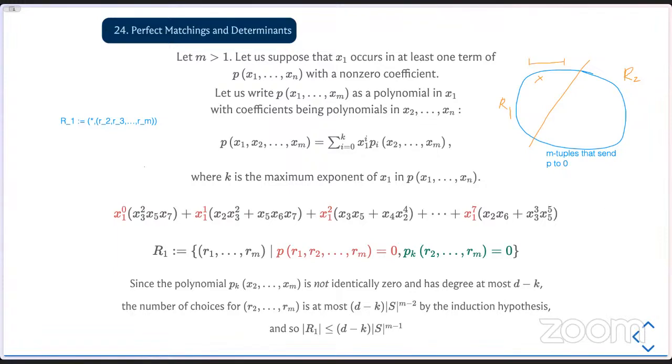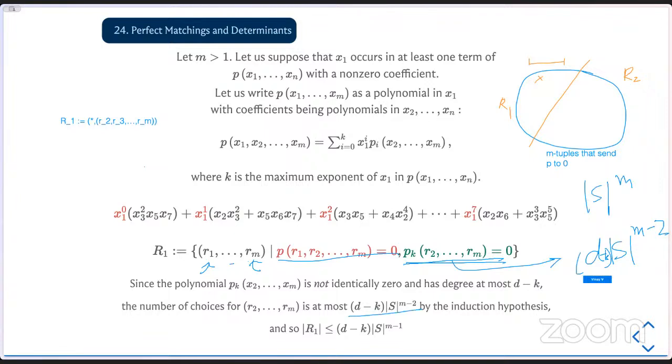Okay, so I think all that Nildara is trying to say is think of this as some sort of filter, right, in a programming language. This stuff is filtering your points. If you had none of these constraints, you could have chosen anything to be R1 to Rm, and there would be S to the M of them. And now you use this as a filter. And we know that this by induction doesn't have too many zeros. That is D minus K into cardinality of S to the power M minus 2.